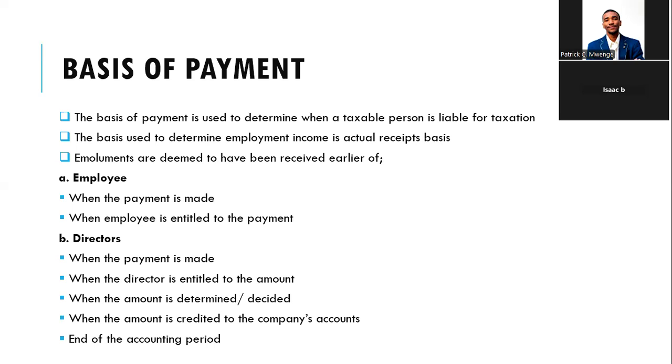Now, the emoluments that are received by an employee are deemed to have been received at the earlier of: one, when the payment is made, or two, when the employee is entitled to the payment. So emoluments, or rather the gross pay that an employee is given, is deemed to be received at the earlier of when the payment is made or when the employee is entitled to the payment.